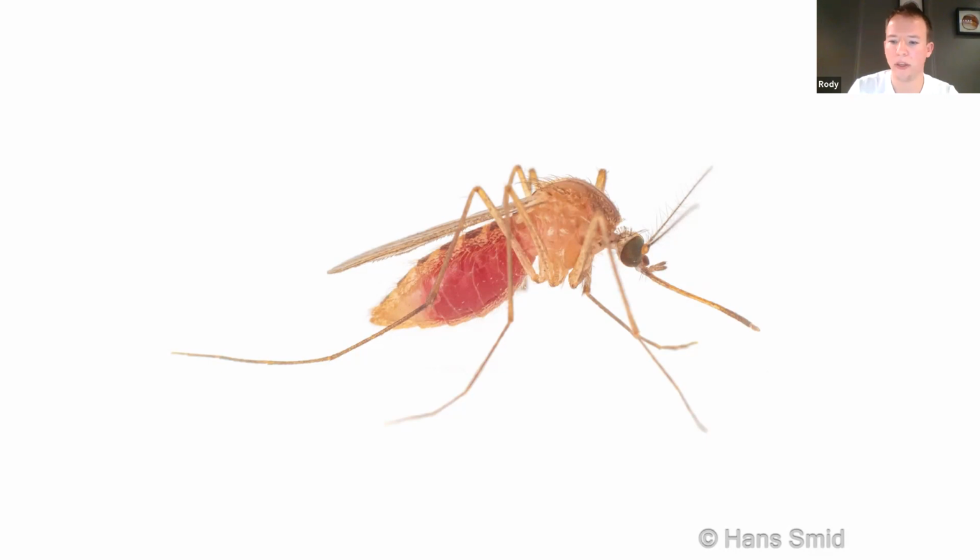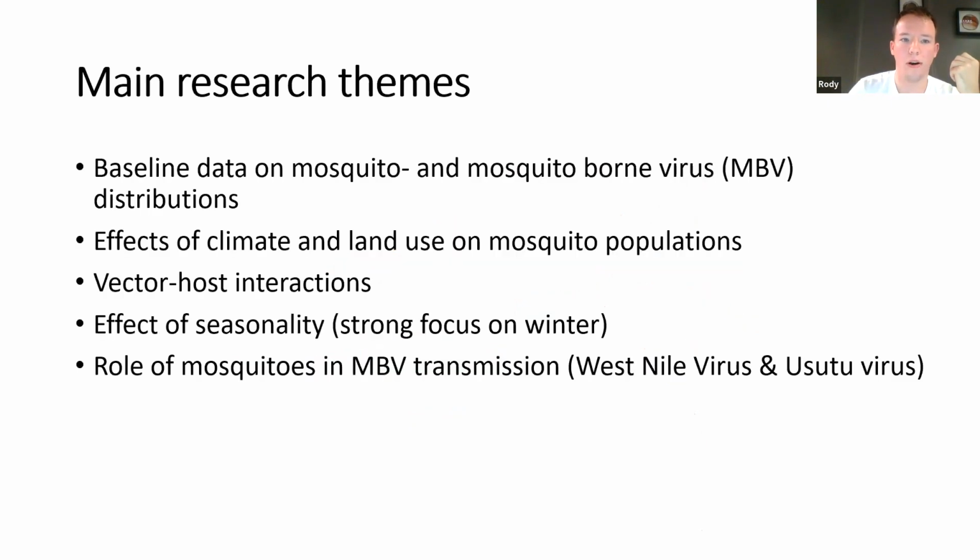And all of that is then linked to the way the environment is shaped. Yeah, my research has a couple of research themes, and I picked the main ones here. The first thing that I want to do is collect baseline data on mosquito and mosquito-borne virus distributions. So that's basically just, like I said, having an idea of what's where.